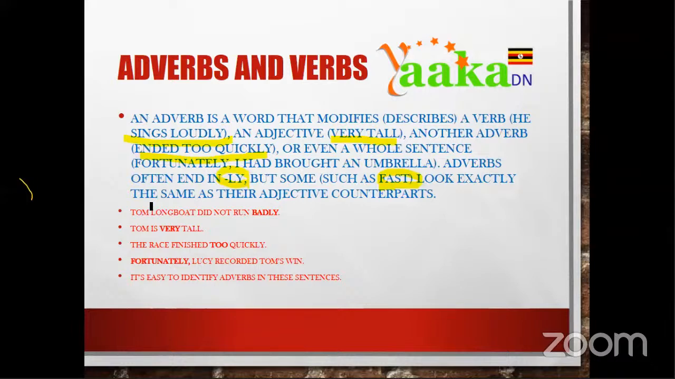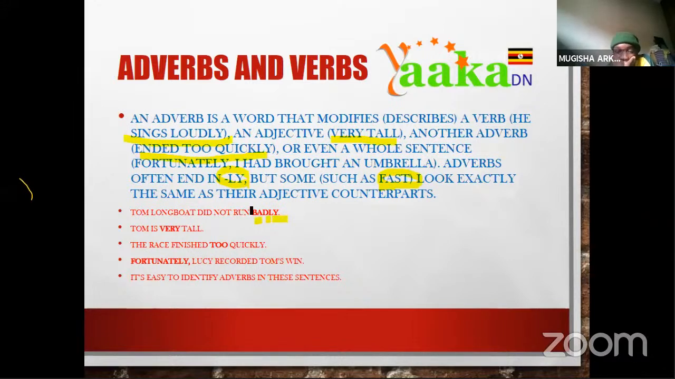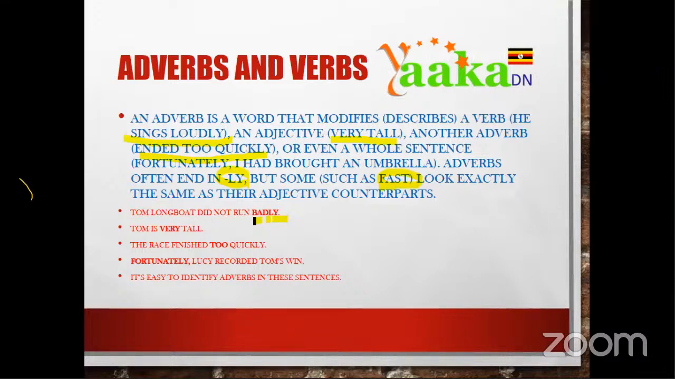Okay, so here are examples. Tom Longboat did not run badly. Badly modifies the verb run. In here we have very, and it modifies the verb is.